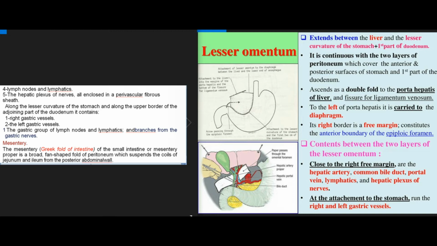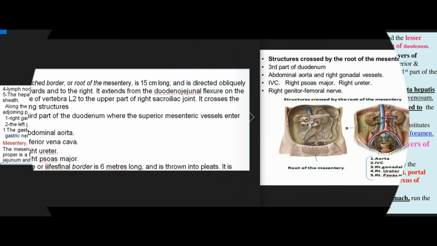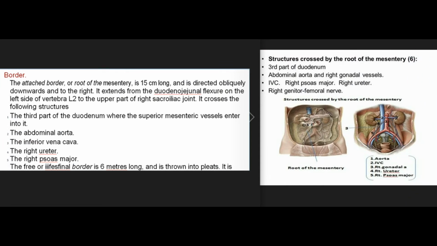Mesentery. The mesentery, Greek for fold of intestine, of the small intestine or mesentery proper is a broad, fan-shaped fold of peritoneum which suspends the coils of jejunum and ileum from the posterior abdominal wall. Border. The attached border, or root of the mesentery, is 15 cm long, and is directed obliquely downwards and to the right. It extends from the duodenojejunal flexure on the left side of vertebra L2 to the upper part of the right sacroiliac joint. It crosses the following structures: 1.